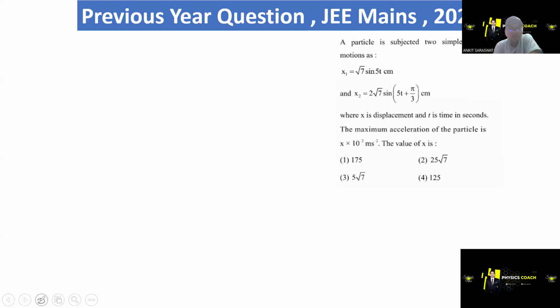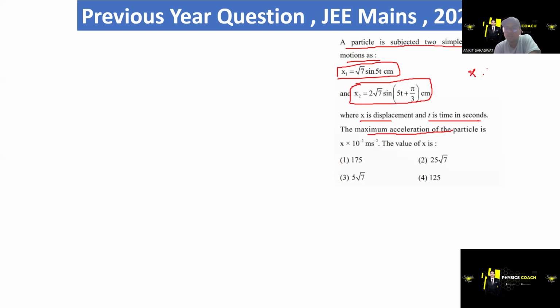So, everyone, look at this question. Read the question carefully first of all. A particle is subjected to two simple harmonic motions. x1 is equal to root 7 sin 5t. One more motion is x2 equal to 2 root 7 sin(5t plus pi by 3). What is x? x is the displacement, t is the time in seconds. The maximum acceleration of the particle is x multiplied by 10 to the power minus 2 meter per second square. Now actually they are asking the value of this x.